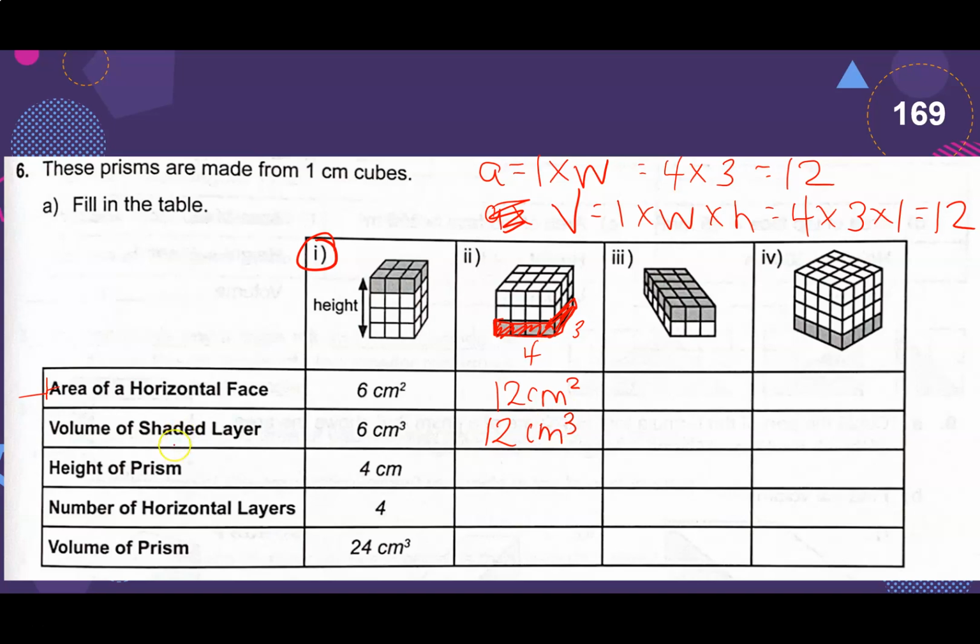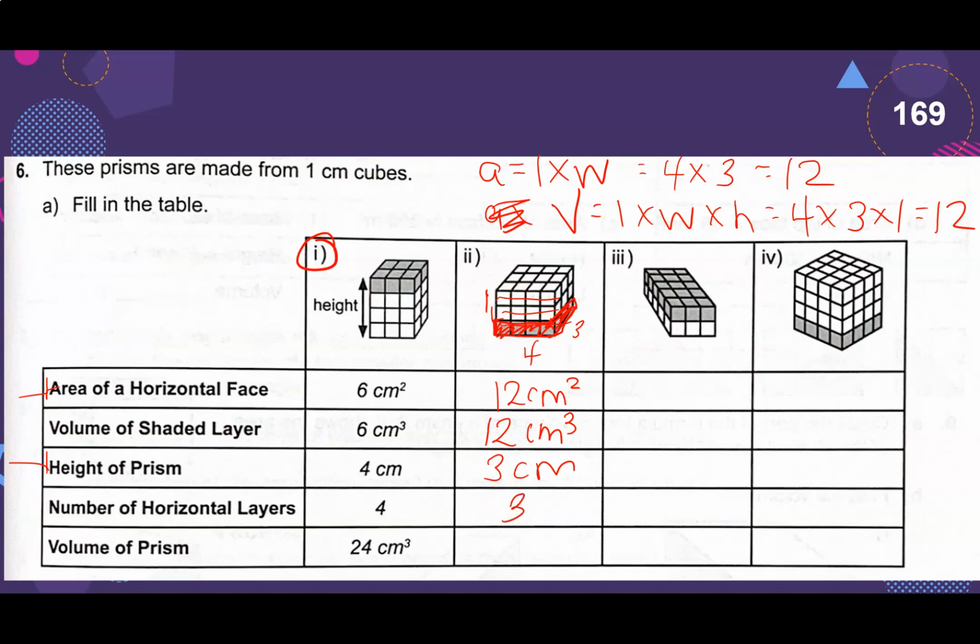All right, next row in our chart is the height of the prism. So 1, 2, 3 centimeters high. How many horizontal layers do we have? Well, that's going to be the same. We have 1, 2, 3 layers.